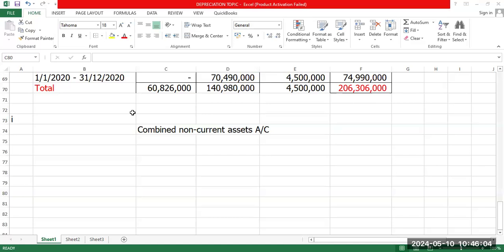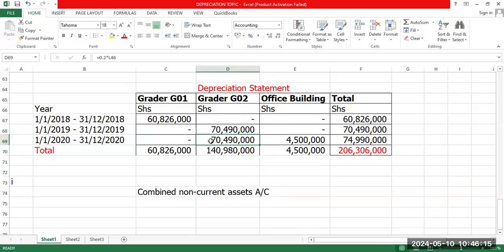Kindly echo why we maintain the figure in the grader 2 in 2020. Because we are using straight line basis. For graders, we are using straight line basis. So it means that if you give depreciation here, 20% times the capitalized cost, you are going to do the same here, because you are still having this asset. You purchased this asset in 2019 and used it in 2019. That's why you're giving depreciation. You have not yet sold the asset, so go ahead and give the depreciation 20% times the original cost.